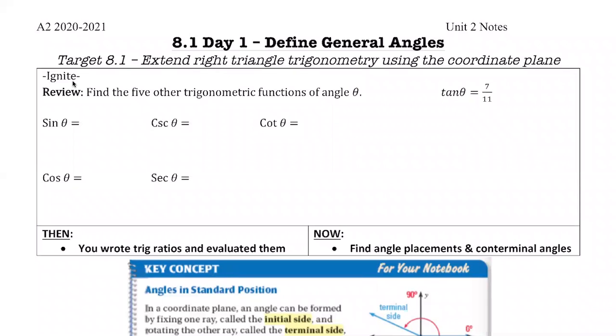Hello, everyone. Today we are talking all about just defining general angles. Specifically, today, 8.1 day one is going to really focus on working through angles measured in degrees. And you'll see 8.2, the next day is going to be all about working with the same thing, only in radians.